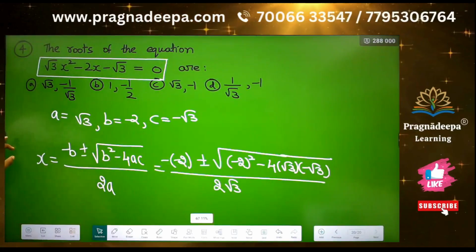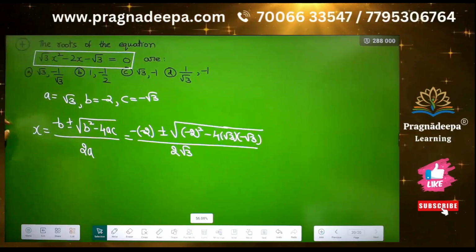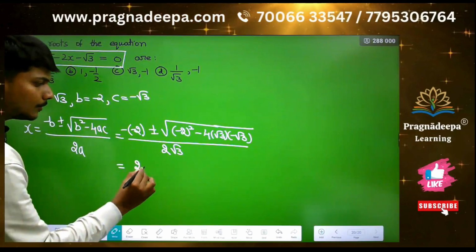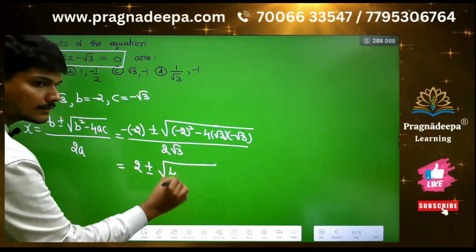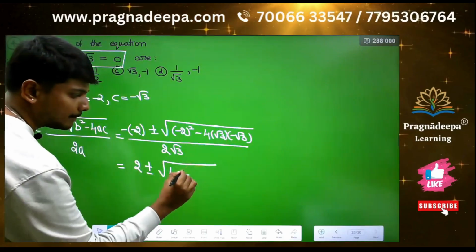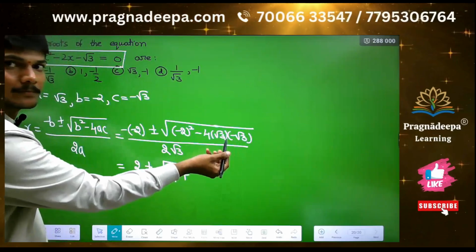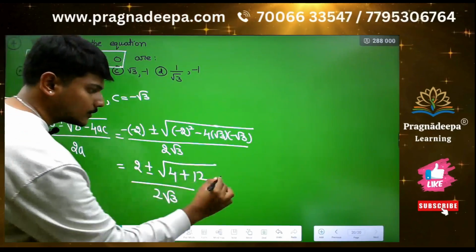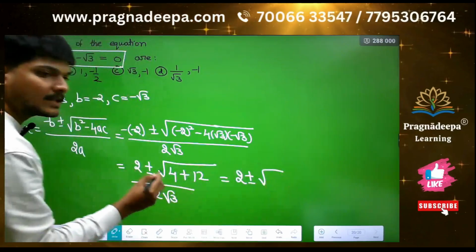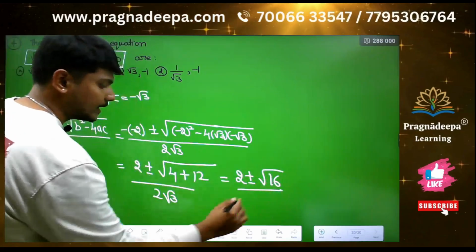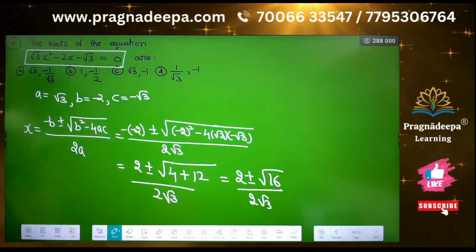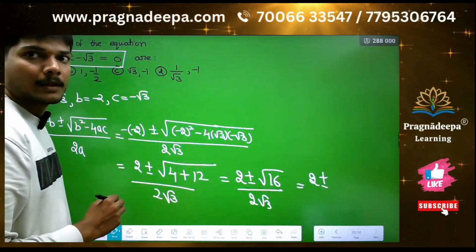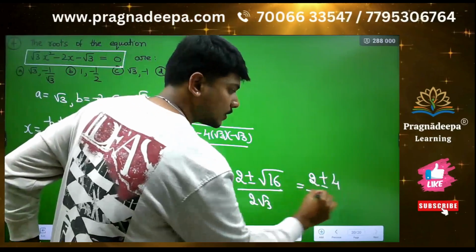So you will get minus of minus 2 means plus 2. So 2 plus or minus square root of minus 2 whole square means plus 4. Minus into minus become plus. Root 3 into root 3 will be 3. 3 into 4 will be 12. So divided by 2 root 3. So you are left with 2 plus or minus square root of 12 plus 4, which is 16, divided by 2 root 3. So 2 plus or minus root 16 will be 4.